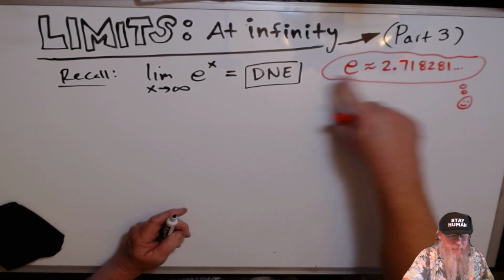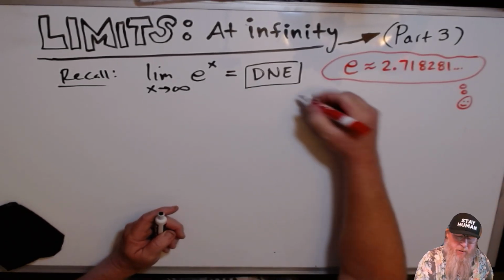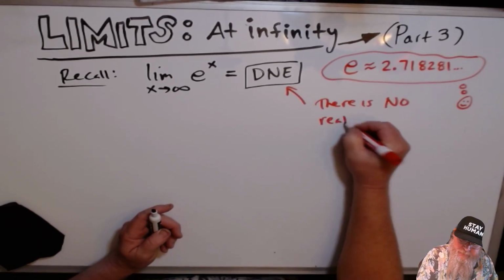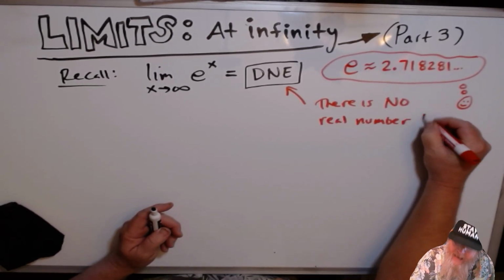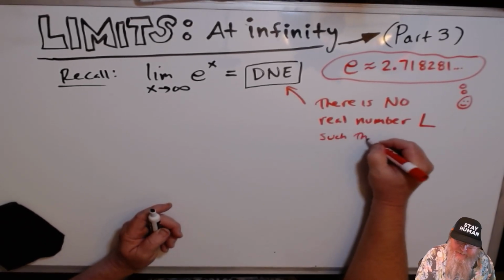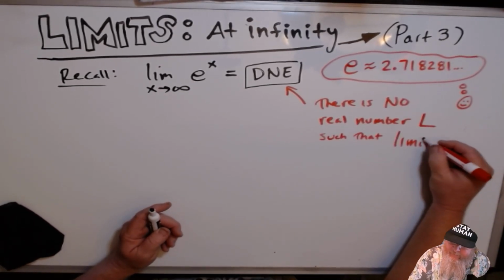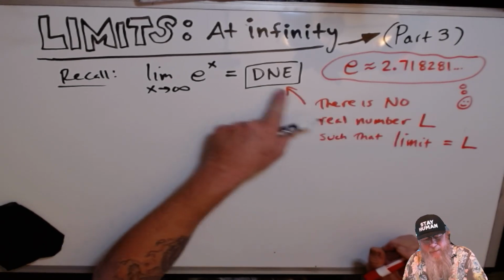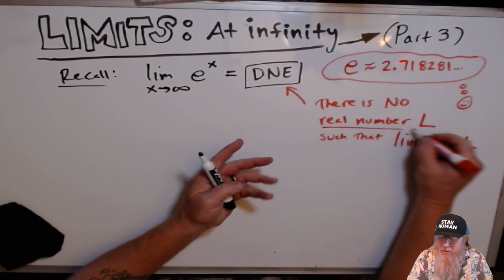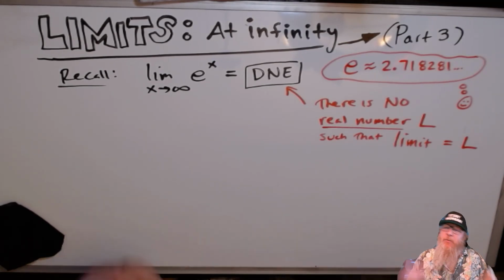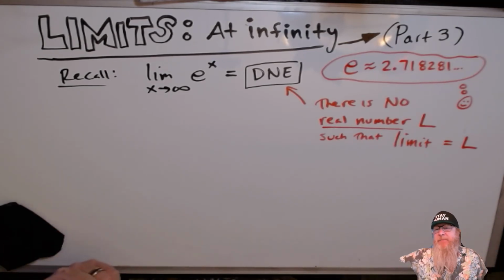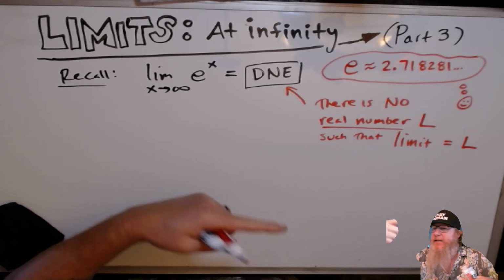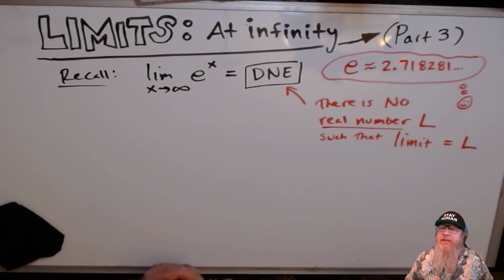And so when you take this number and you raise it to a very large power, there is no real number L such that the limit equals L. Anytime the limit did not exist, it meant that there was no real number that it actually equaled. There were lots of different possibilities. Sometimes it would equal 5, and on the other side it would equal 2, and if those two things didn't equal the same number, we would say the limit doesn't exist.